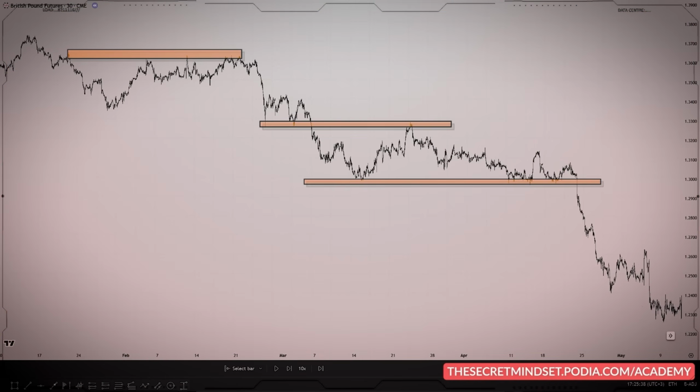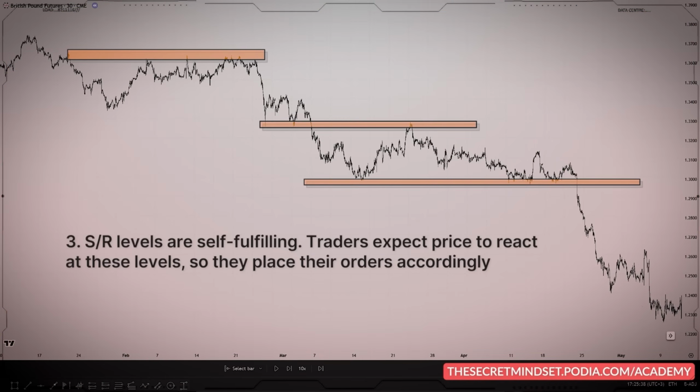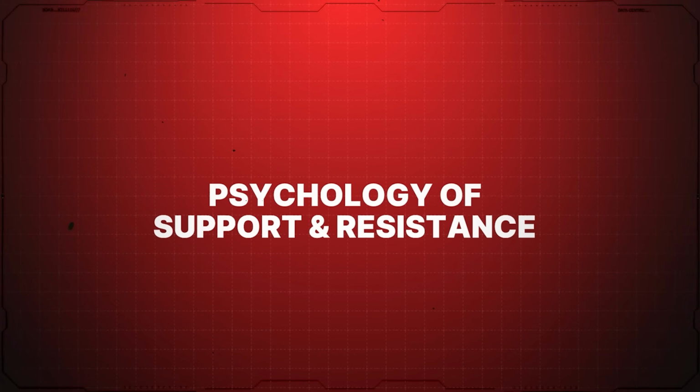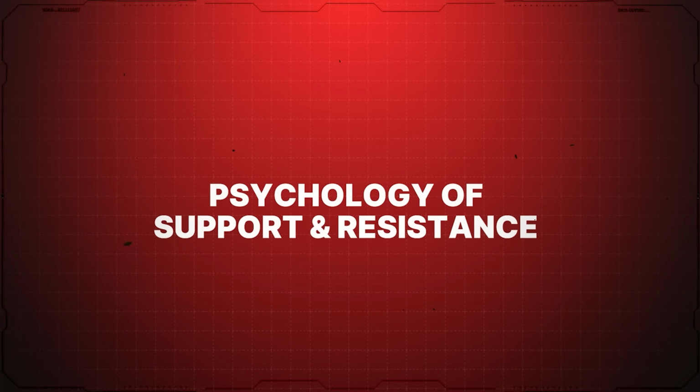Third, support and resistance levels are self-fulfilling. Traders expect price to react at these levels, so they place their orders accordingly. This collective action makes those areas even more interesting. Now let's dive into the minds of buyers and sellers at these key price points.